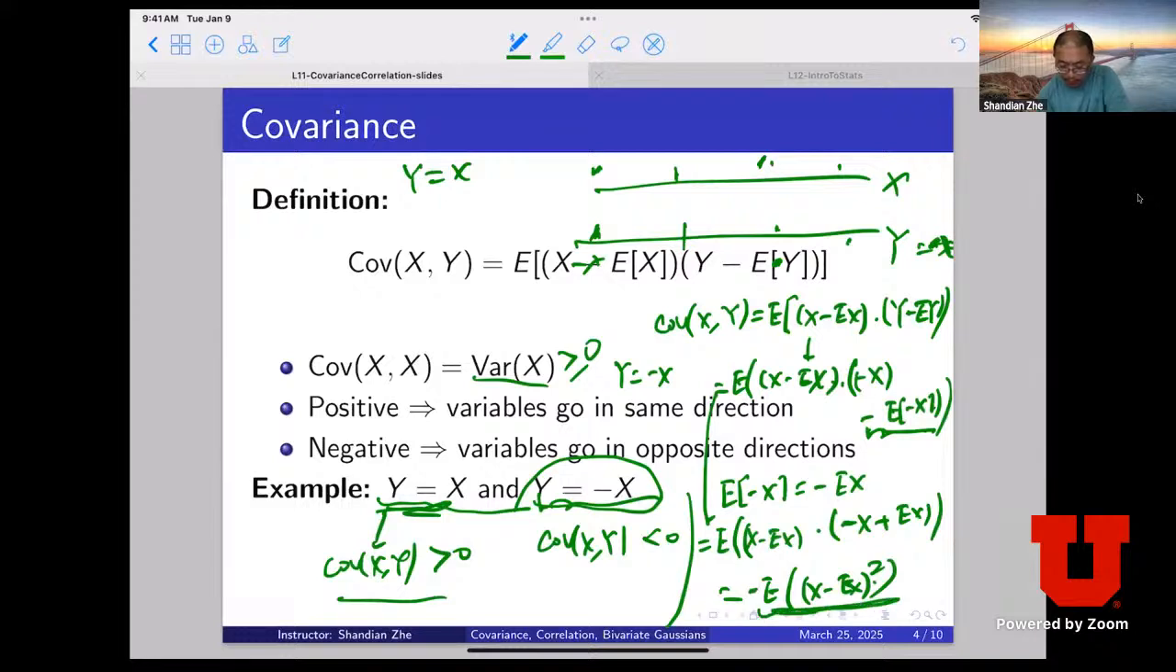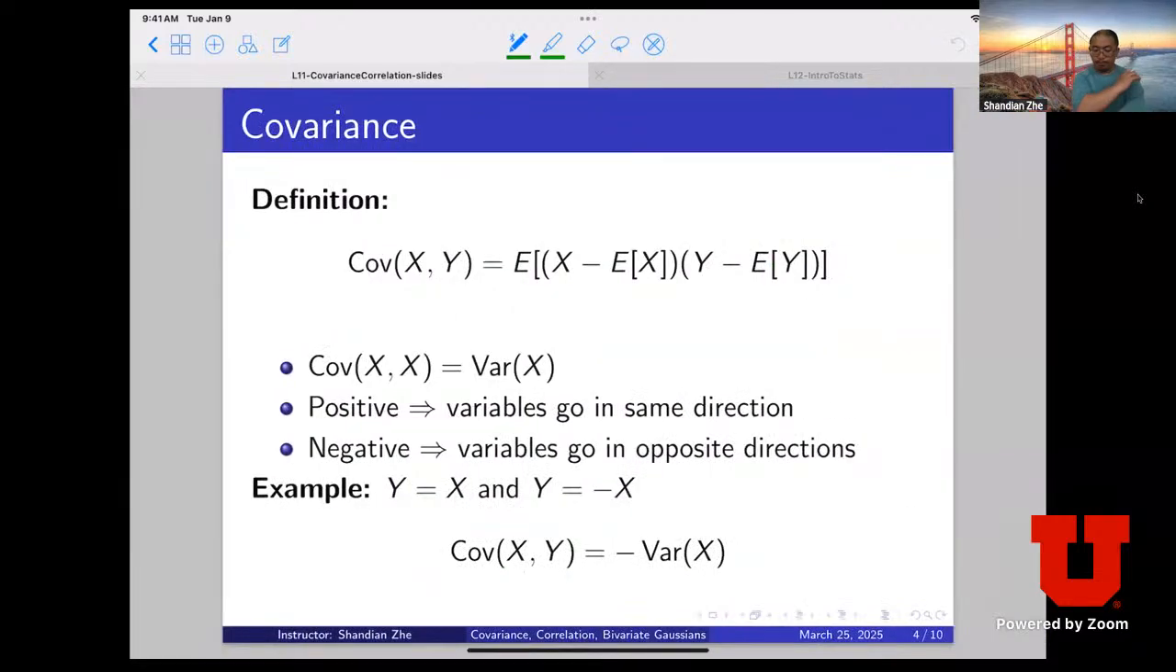So what's this? Yeah, that's just negative variance, right? You know the variance is positive, so negative variance is negative. That confirms that the covariance in this case is negative. Any question? Okay, great.